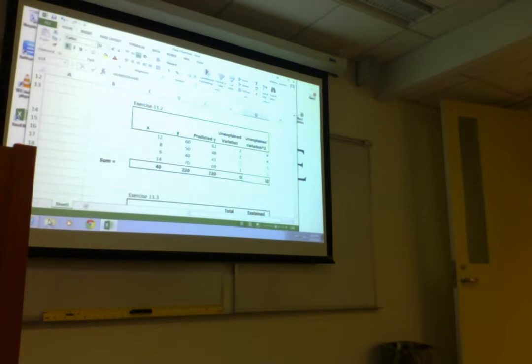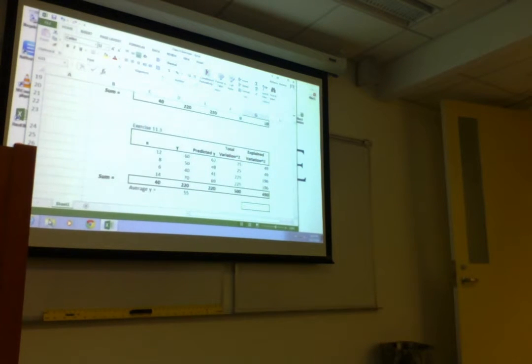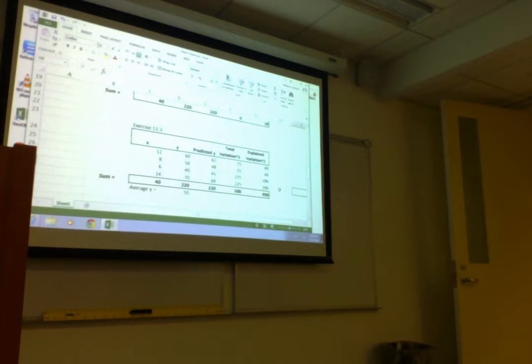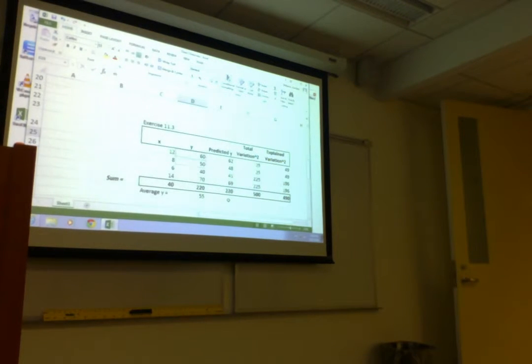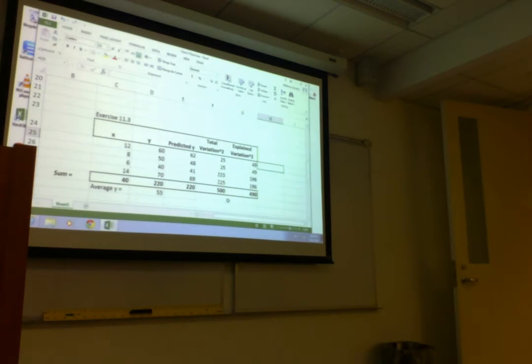All right. So let's take a look at exercise 11.3. We're going to need some pieces of information here, in addition to what we calculated in the previous examples. Okay. So we've got investor 1, 12 is their risk tolerance. Their actual investment in the stock market is 60%. We predicted that at 62. So we need two things to calculate R squared. We need the explained variation, and we need the total variation.